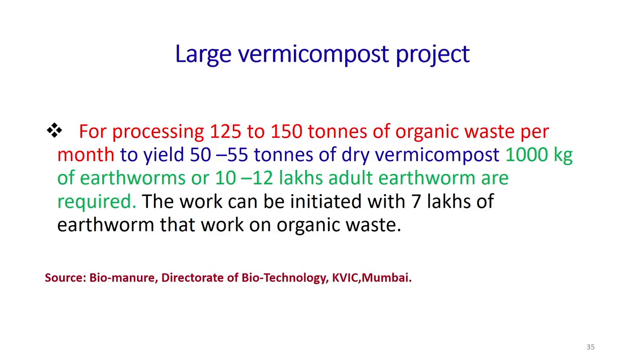7.5. And as an example, suppose we are processing 125 to 150 tons of organic waste per month, which will give 50 to 58 tons of dry vermicompost. For that, 1000 kg of earthworms, or about 10 to 12 lakh adult earthworms, are required. And this work can be initiated with 7 lakh earthworms that work on organic waste.